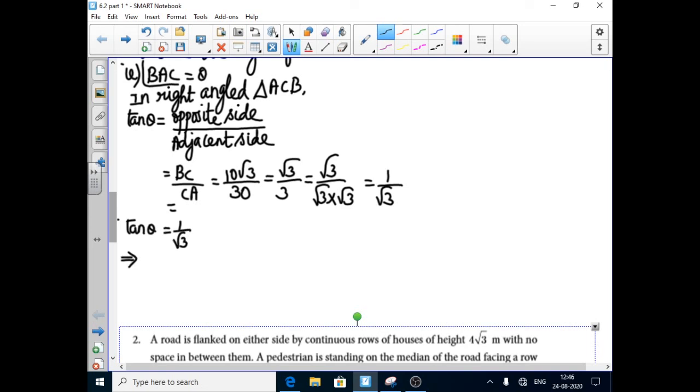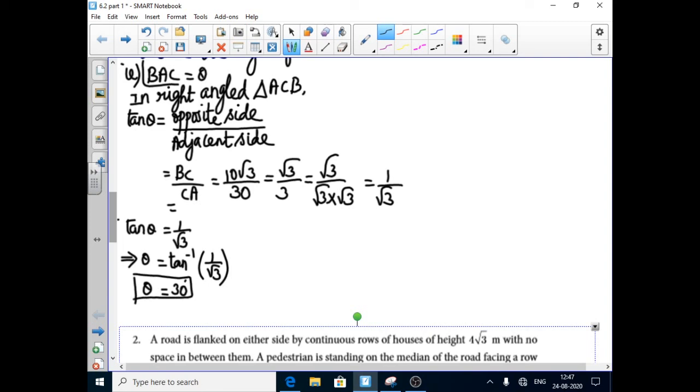Implies, theta only I want. So theta equal to, when I bring this tan to the other side, I can write it as tan inverse. Tan with a minus 1 sign on top, it is read as tan inverse of 1 by root 3. Tan inverse of 1 by root 3, when do we get 1 by root 3 in tan? That is equal to 30 degree. So theta equal to 30 degree.